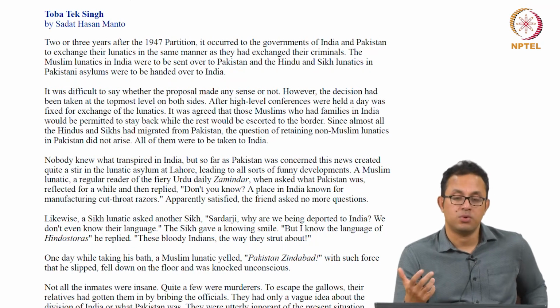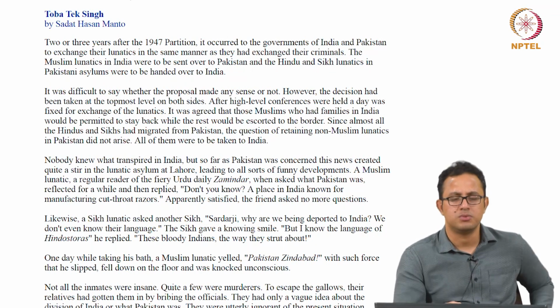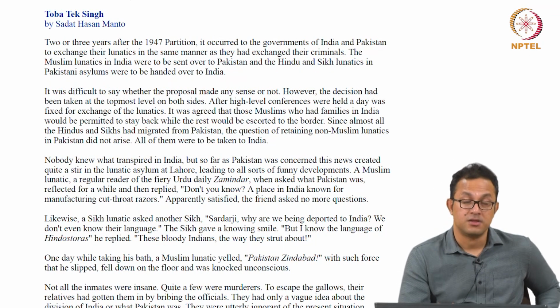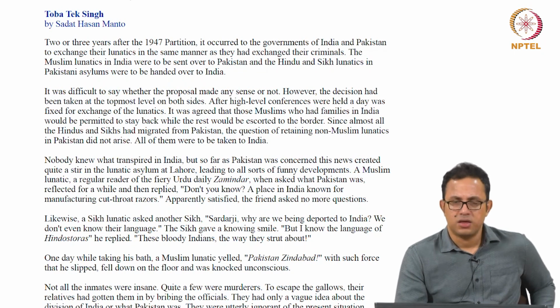The affect could be one of nostalgia, the affect could be one of mourning, the affect could be about happiness. But either way, the affective production of identities is something that Toba Tek Singh really excels in as a short story. Right, so with that preamble in mind, let's begin the story. Let's dive right into the text. So this is Toba Tek Singh by Saadat Hasan Manto, which should be on your screen. Okay, so here we begin.